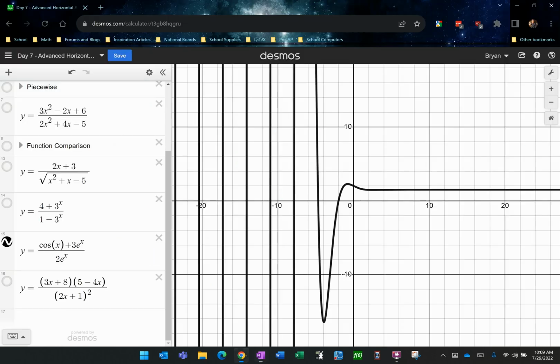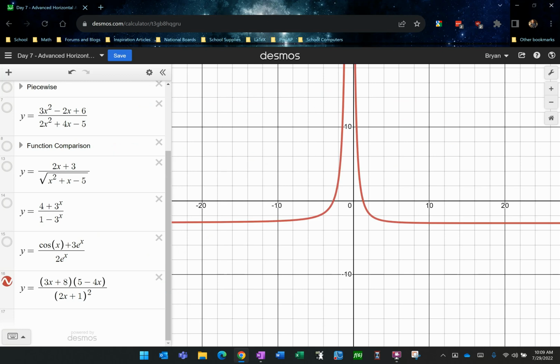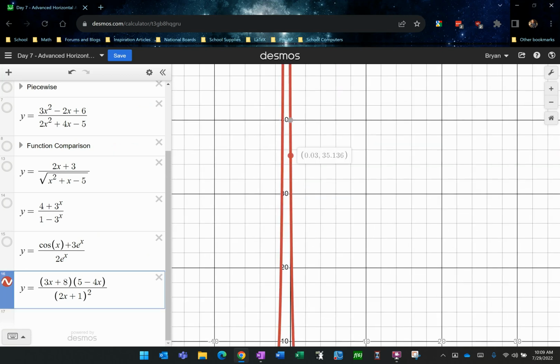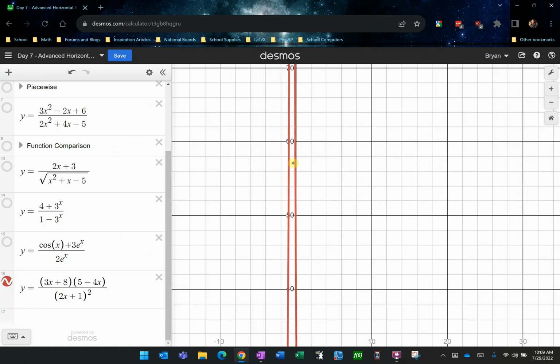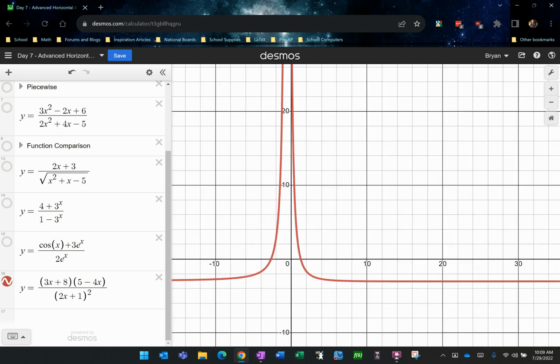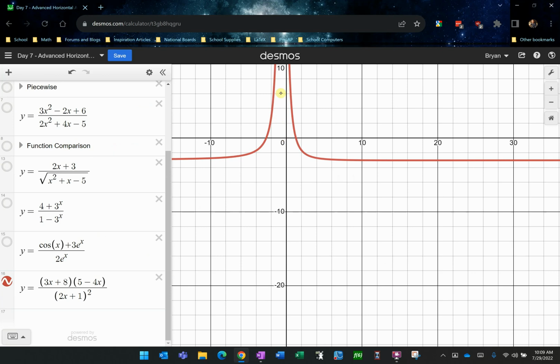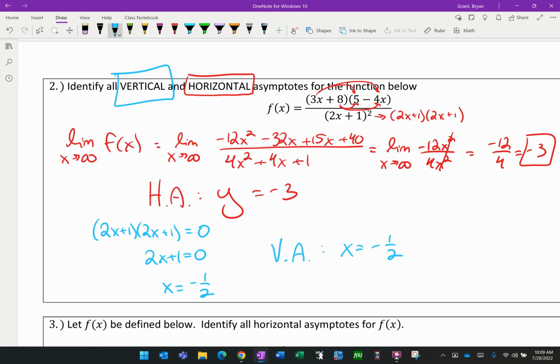Let's check our function and see if we're right. Right here. Horizontal asymptote looks like we're approaching negative 3 on both sides. And our vertical asymptote, yep, this does cross over 0, doesn't it? Yeah, we get up here. Yeah, we're on the negative side. Yeah, I'm pretty confident that negative 1/2 right here would perfectly split those functions and be our vertical asymptote. Negative 3, negative 1/2. Well done.